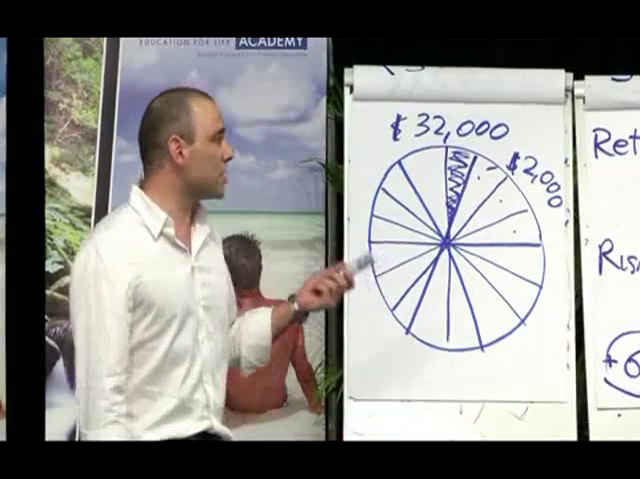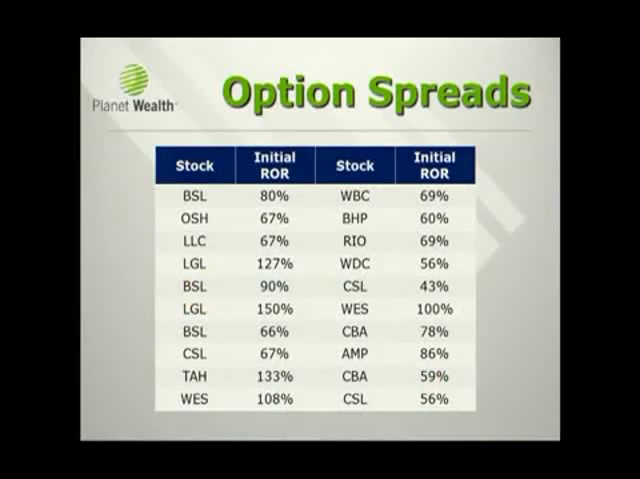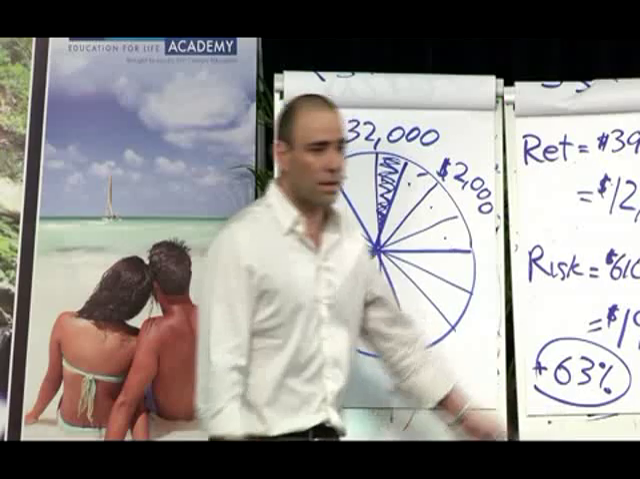So what I've done is put together a quick table of our last 20 trades and the return on risk when we entered. This one was 67% or 63%. You can see down there, 80%, 67%, 127%, 90%, 150%. So you can see that a trade of 63% is not unusual.